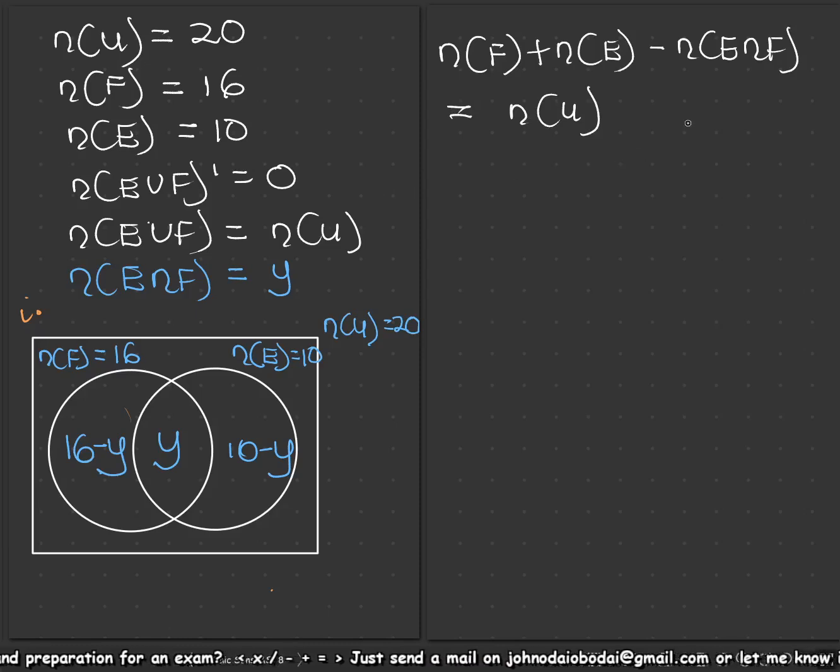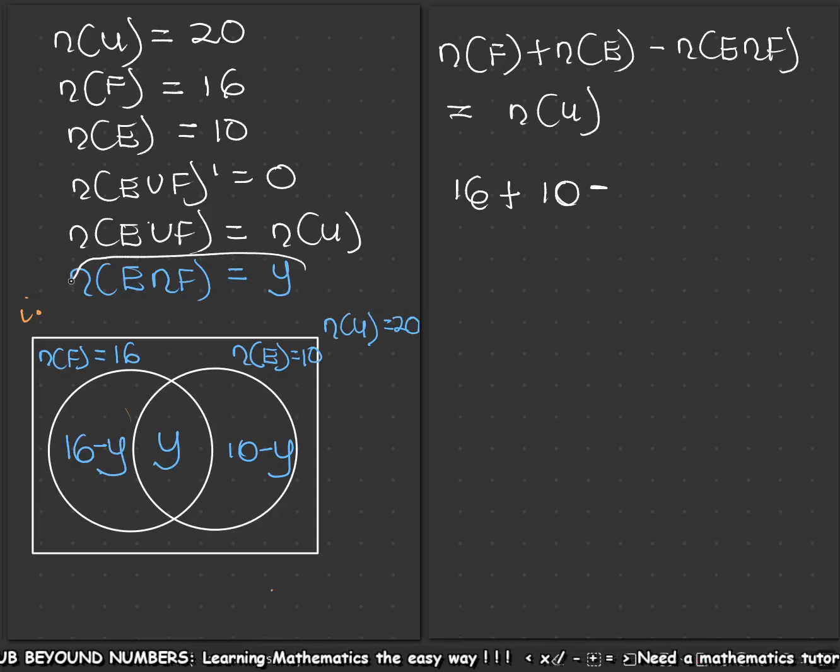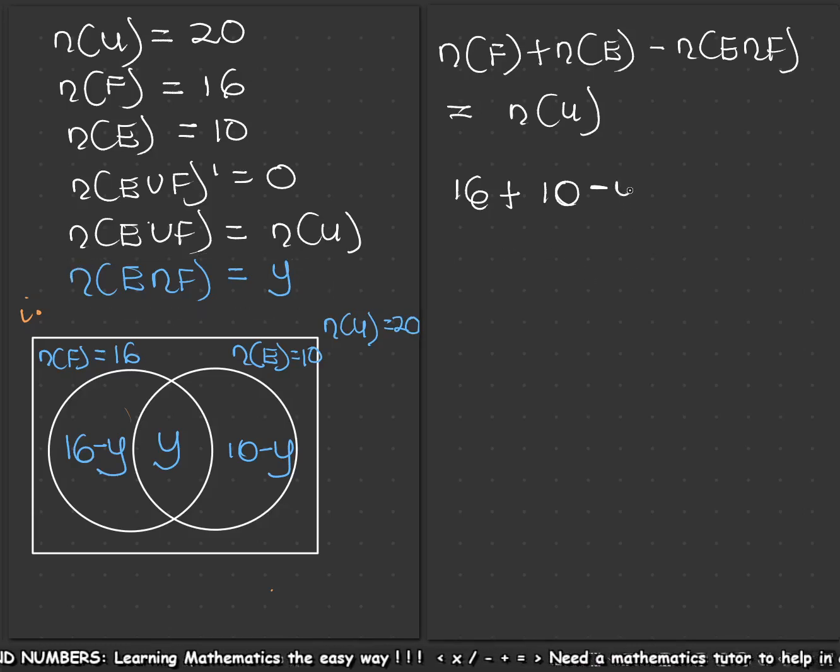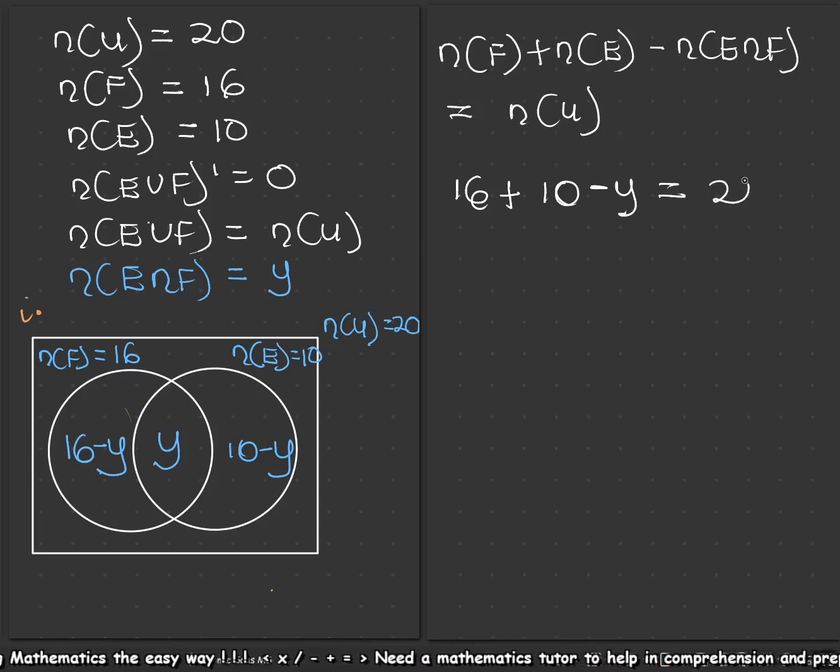As I've said earlier on, if you want more insight into the tutorial of this formula and all this we are doing here, you can look at the beginning of the playlist and you would realize I've taught all of that. Now, substituting our values, the number of students fluent in French was 16. So 16 plus the number of students fluent in English, 10, then minus the intersection, which we have said to be y. So minus y is equal to the total number of students, which was 20.